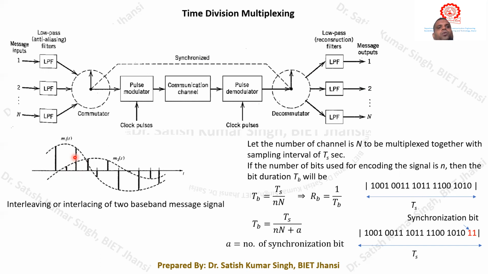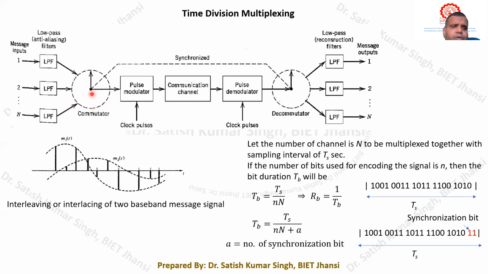So how is it implemented in real life? First we take the message signal, then we band limit it, and then it is connected through a commutator circuit. Remember that this is a mechanical rotatory switch. It has certain poles through which the signals are connected, and there is a rotatory switch which is rotated at a certain frequency.